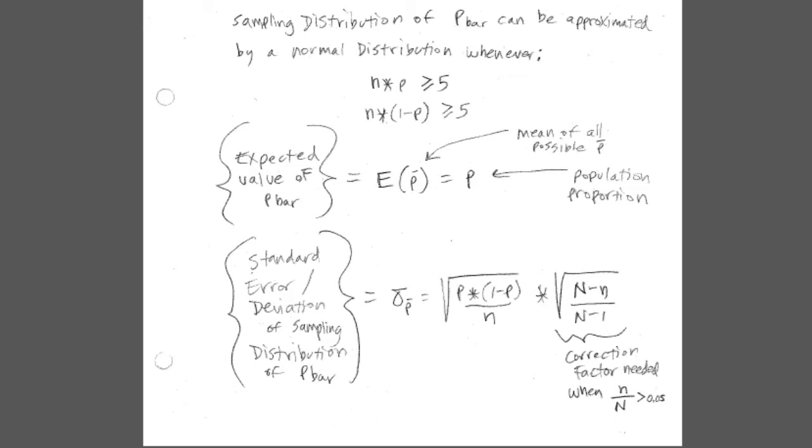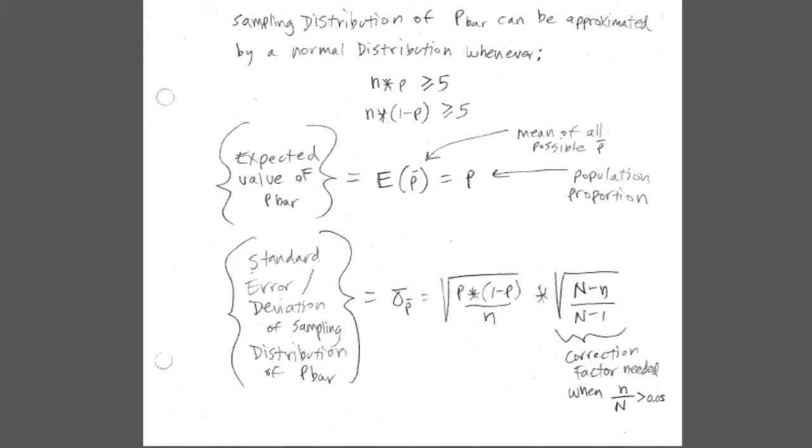Now, if you remember, the sampling distribution of Pbar can be approximated by the normal distribution whenever two things are true. Sample size times our P, or Pbar in our case here, because we're going to be using sample data, is greater than or equal to 5. And n times 1 minus P, or if you don't have P, you use Pbar. If that's also greater than or equal to 5, then we're allowed to use the normal distribution.